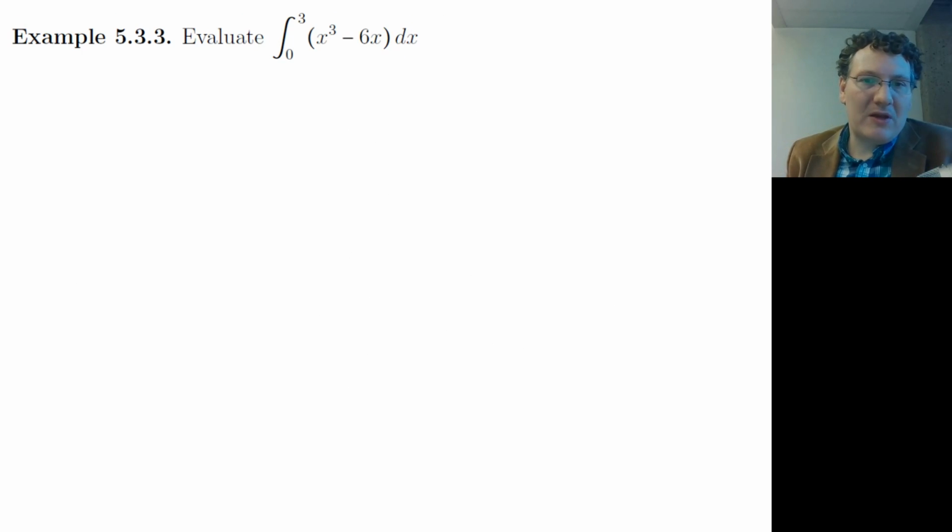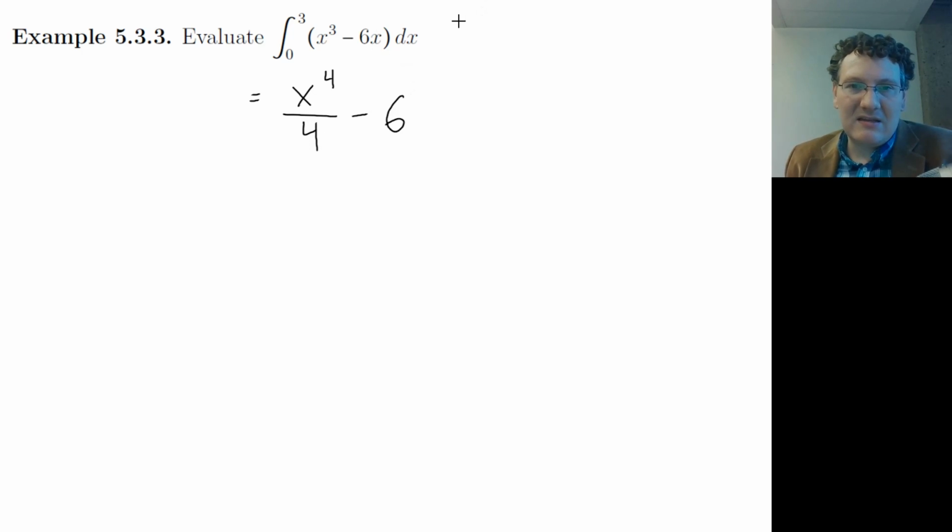Here's another one where we want to use the power rule, right? So we're going to evaluate this. Now the rule said that the integral of x to the 3rd would be x to the 4th divided by 4 minus 6 times the integral of x would be x squared over 2.